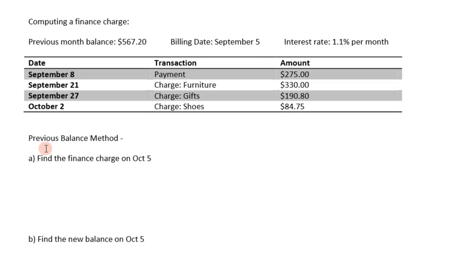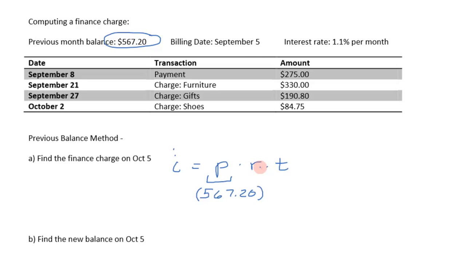Okay, in the previous balance method, to find the finance charge on October 5th, we use the simple interest formula, and as you know, that's I equals PRT. So I equals principal times rate times time. And we're going to use the principal from the previous month. So that's where you're going to use your previous month's balance, which is $567.20. That's going to be your principal.